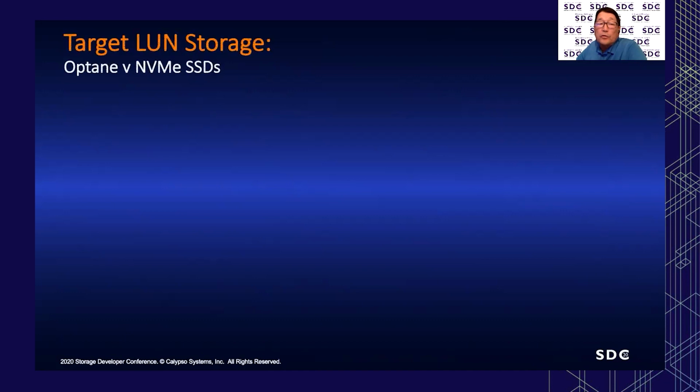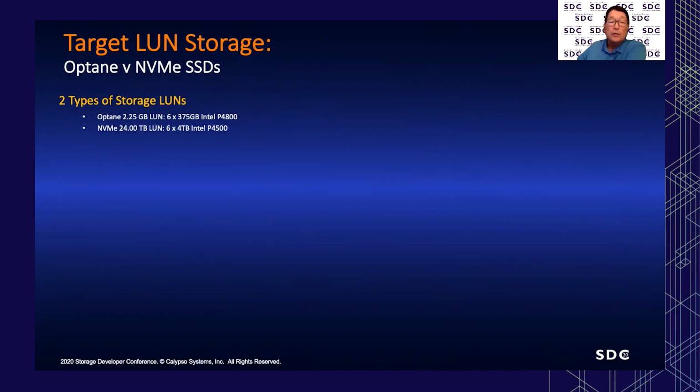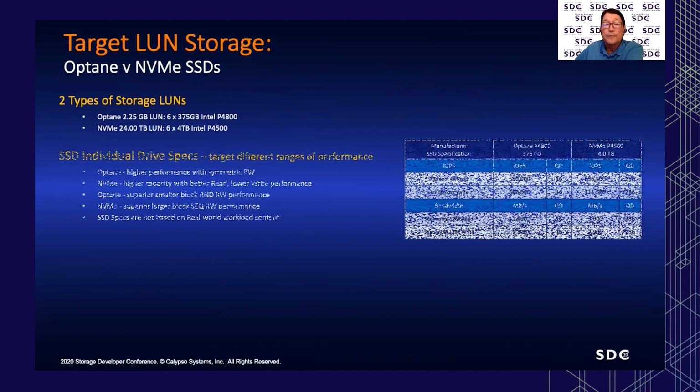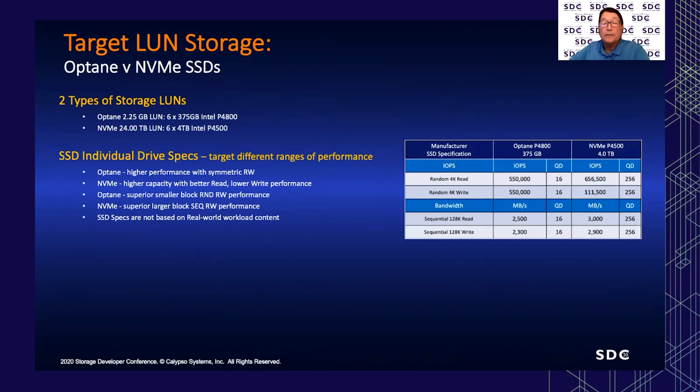The target LUN storage we're going to use are two types. We have an Optane 2.25 terabyte LUN, which is comprised of 6 375 gigabyte Intel P4800 SSDs. And we have an NVMe 24 terabyte LUN, which is comprised of 6 4 terabyte Intel P4500s. The individual SSD specs target different ranges of performance. So we can see here the Optane spec is in the middle column for the 375 gigabyte, and the NVMe specs are on the right-hand side for the 4 terabyte.